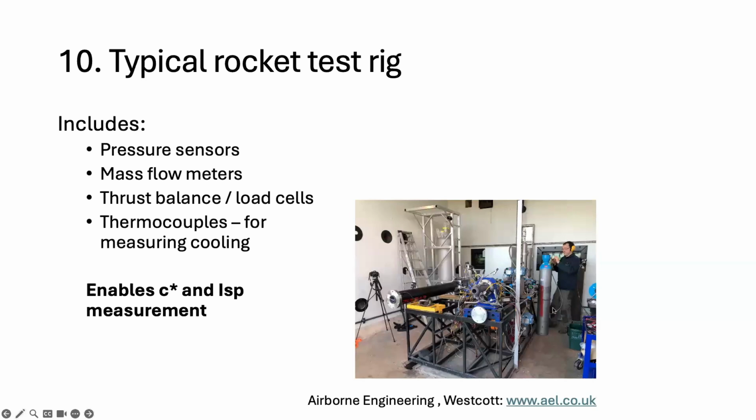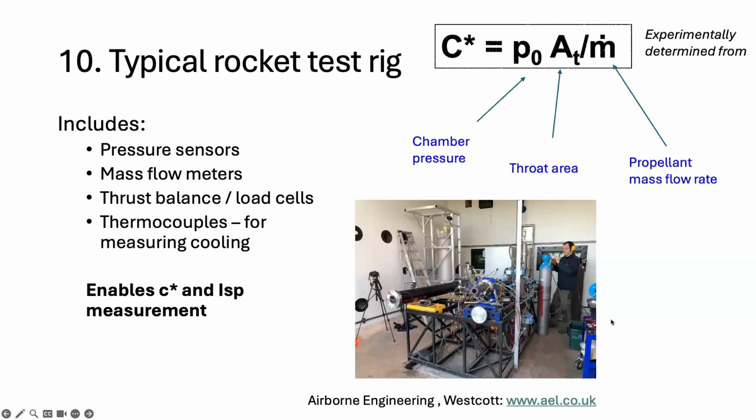And that's James McFarlane, who is the owner of Airborne Engineering, getting ready to load some propellant for testing of the Pulsar hybrid that you can see there. Now, C star can be experimentally measured according to the following. It's actually a product of chamber pressure and throat area divided by the propellant mass flow rate.